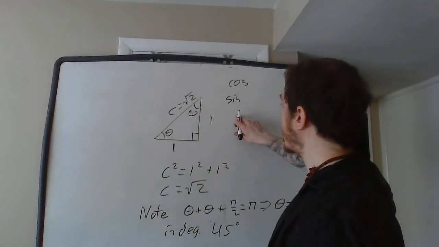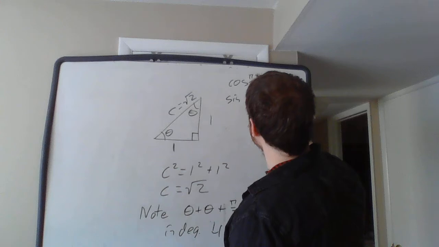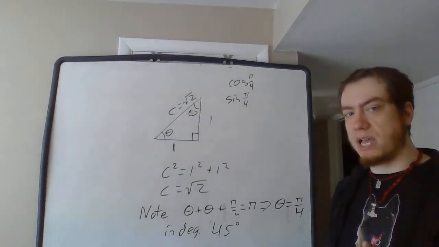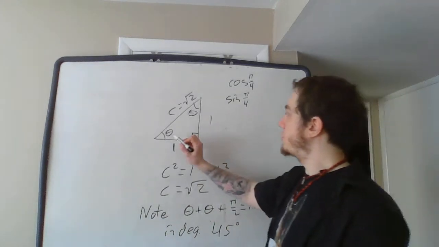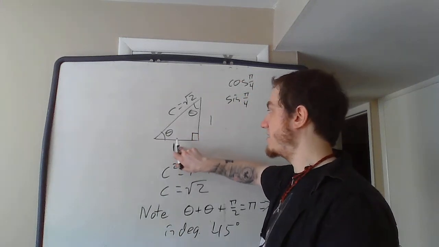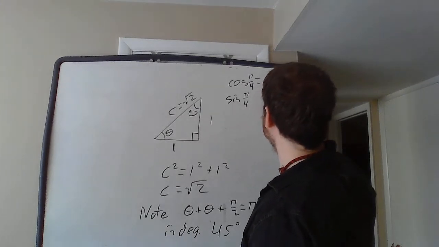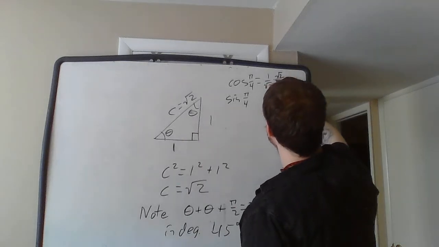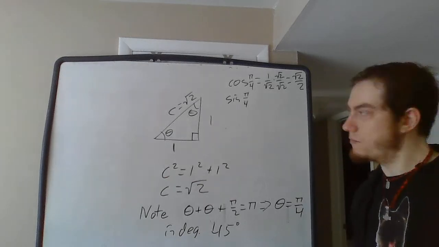Now, what would the cosine and the sine of these angles be? So we're looking at the cosine of pi over 4 and the sine of pi over 4. Well, what is cosine? It is adjacent over hypotenuse. So if I think of this down here as my angle, and this side is then the adjacent, I get that the cosine is 1 over the square root of 2, which if I multiply on the top and bottom by the square root of 2, becomes square root of 2 divided by 2.